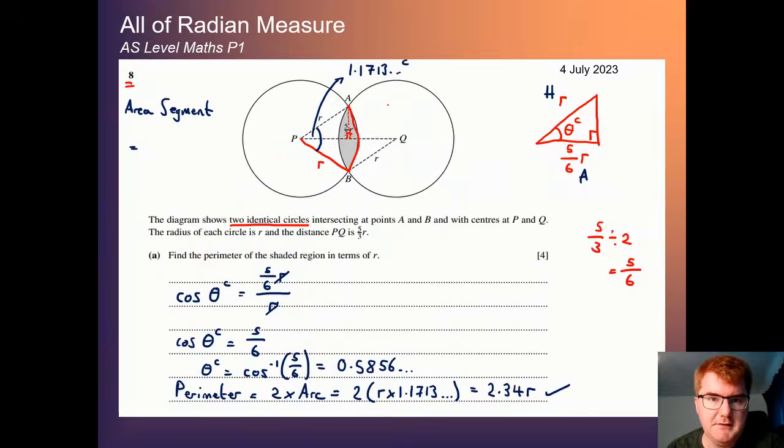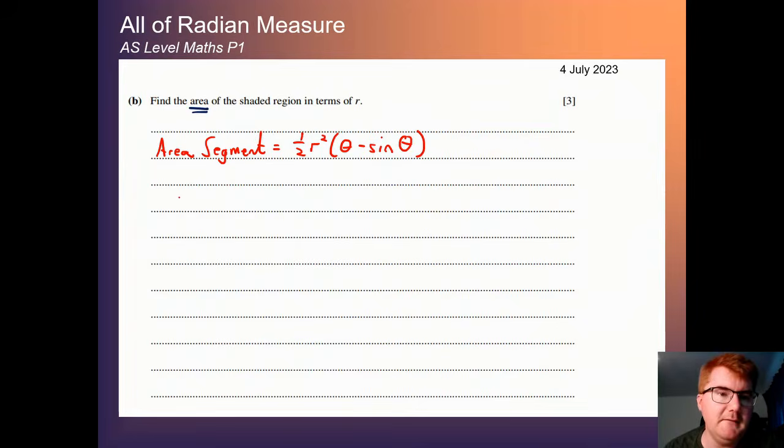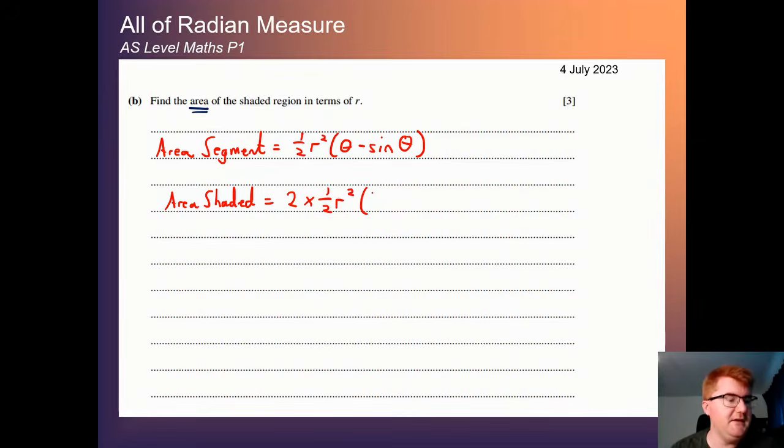So with that in mind, if we take then the entire shape here, remember these identical circles here, if I draw a line all the way down, notice these 2 segments are equal. So notice this segment is the same as this segment because they're identical circles. So all we need to do to work out the area of what we're looking for, the area of shaded, is do 2 lots of this formula here. So 2 lots of half r squared and then theta minus sine theta.